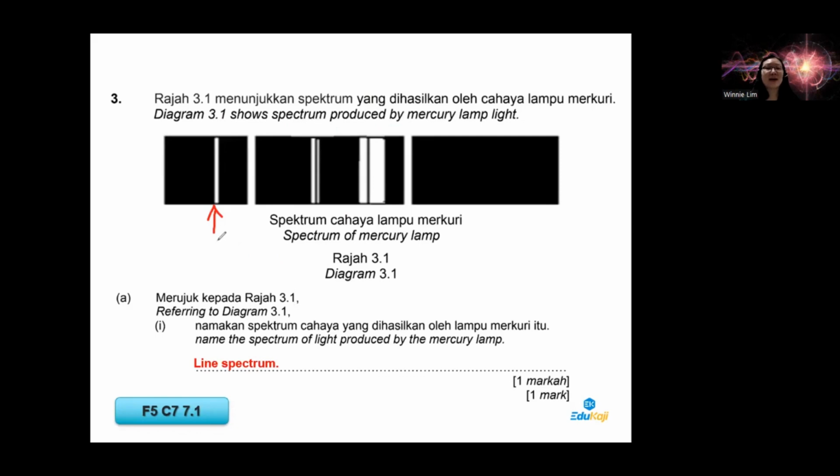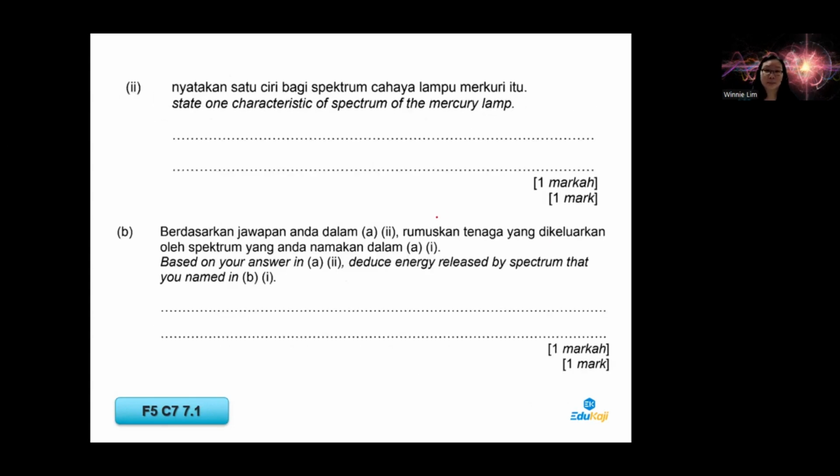Individual lines will have their specific frequency or wavelength, and hence scientists can use this line spectrum to determine the elements. What elements is that? Because all their patterns will be slightly different with the arrangement of all these lines. So that's why the characteristic is each color line has a unique wavelength or frequency. Okay, so based on your answer, deduce the energy released by the spectrum that you name.